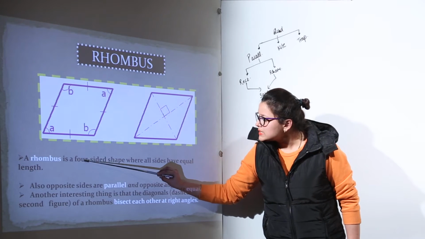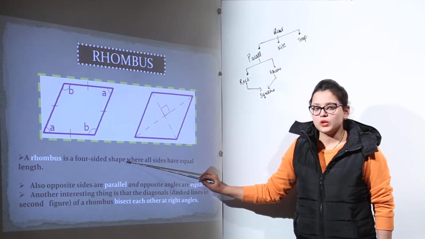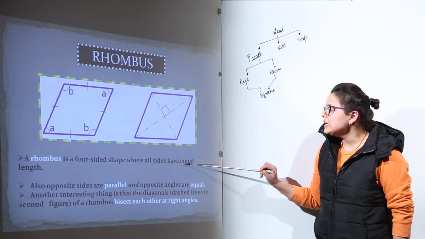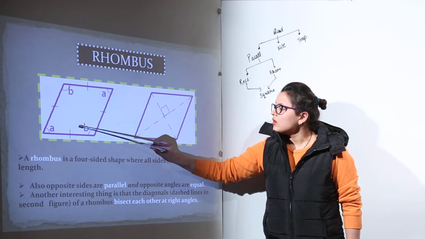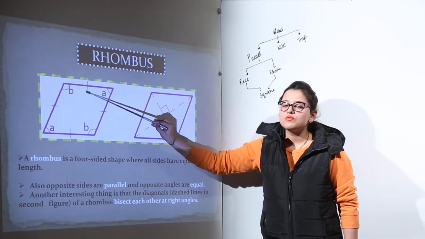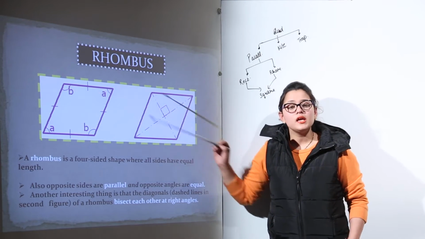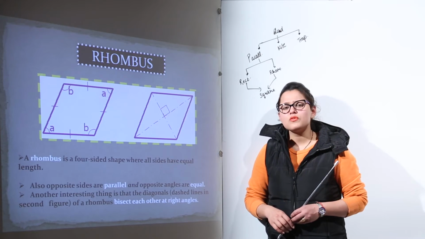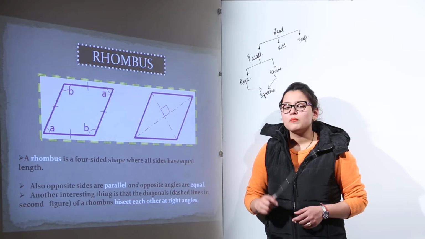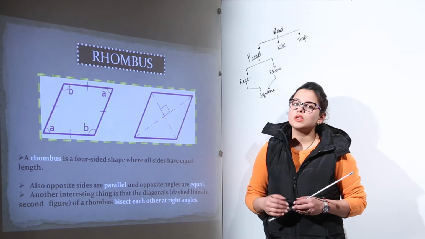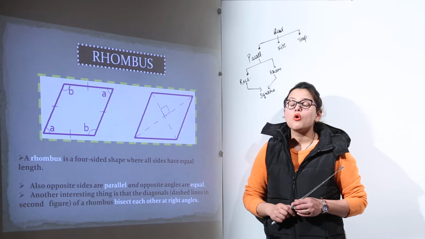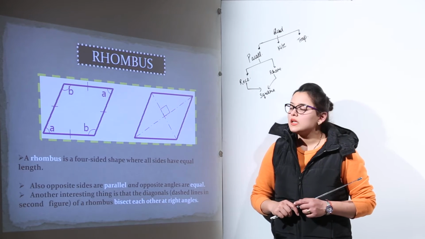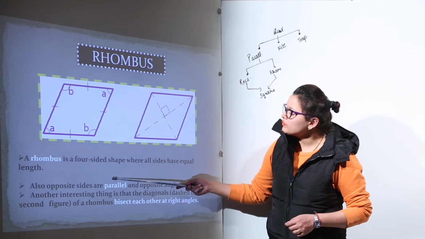Now a rhombus is a four-sided shape because it is a quadrilateral where all sides have equal length. All the four sides of a rhombus are equal. Can you tell me, isn't it the property of a square? Yes, it is. But we will study the properties of square also to differentiate what is the difference between a square and a rhombus. Now, let us move on with the properties.